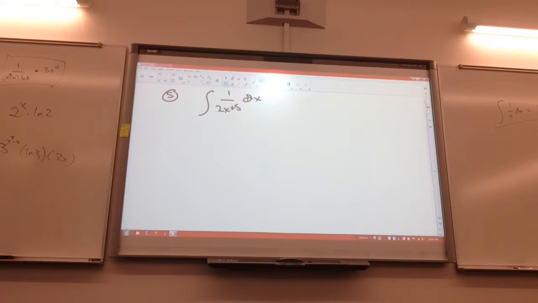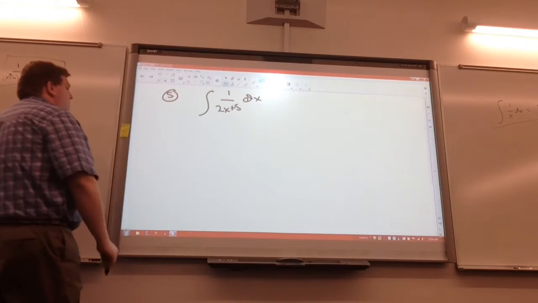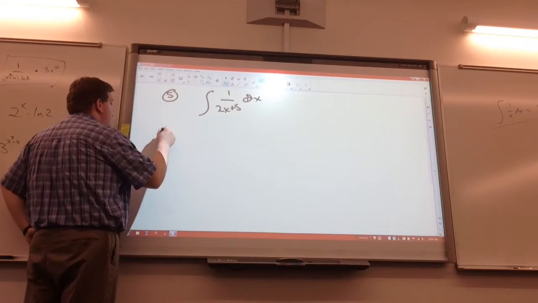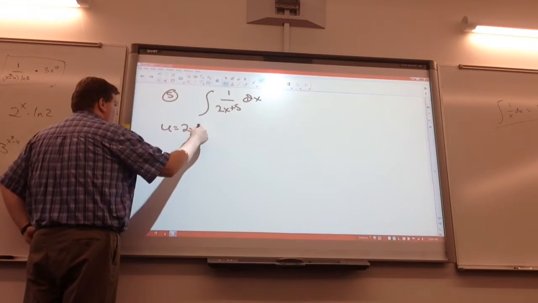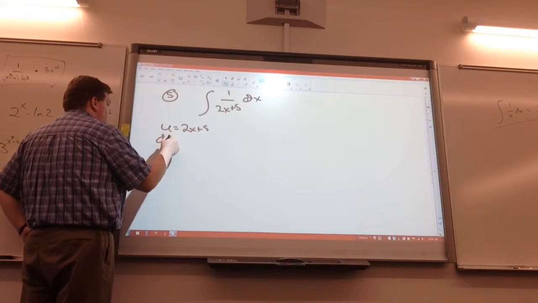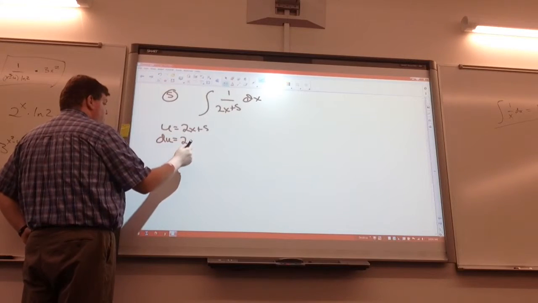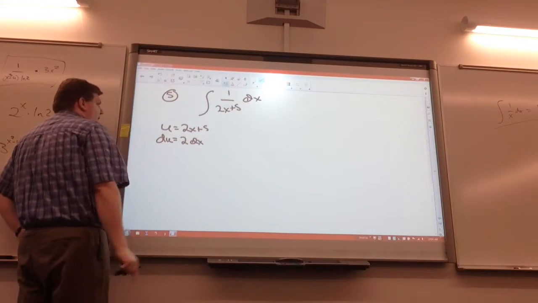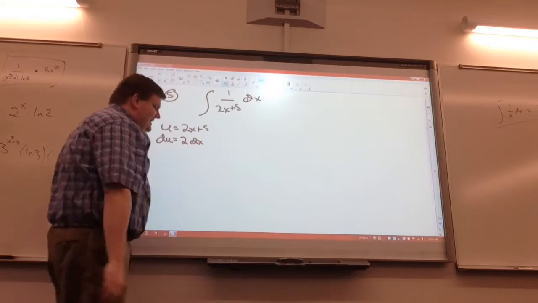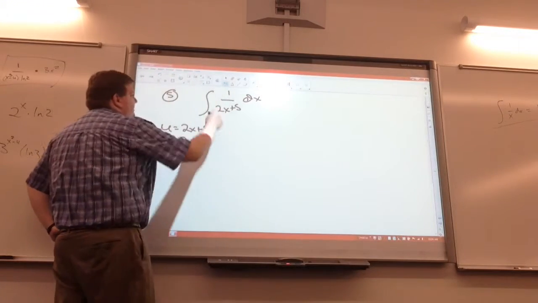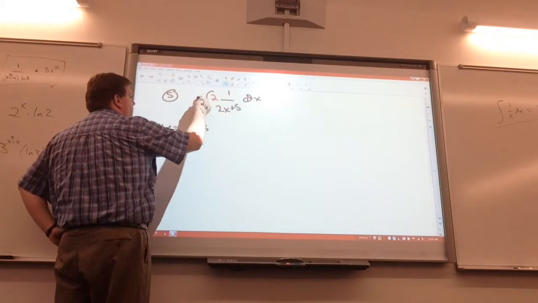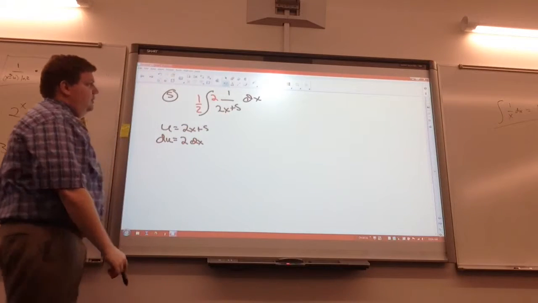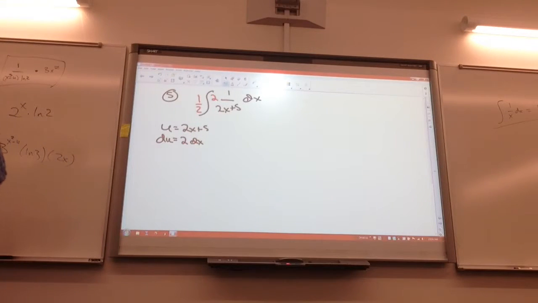Substitution. So, what am I going to make equal to u? 2x plus 5. What's du then going to be? 2 dx. Do I have a 2? No, I'm missing it. So I'm going to stick a 2 inside of here and a 1/2 on the outside. Everyone got that right there?